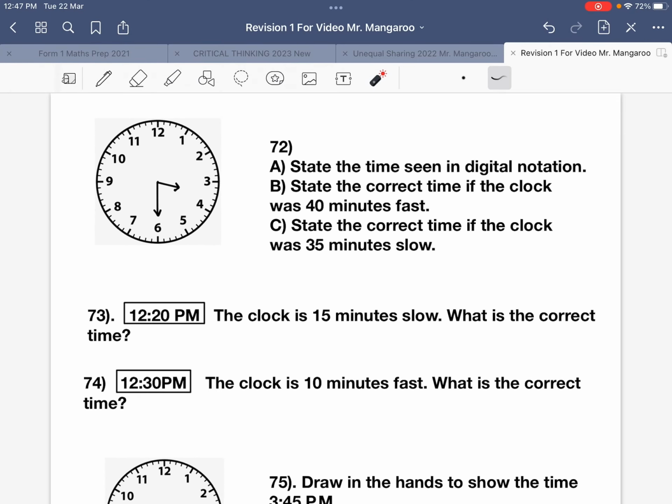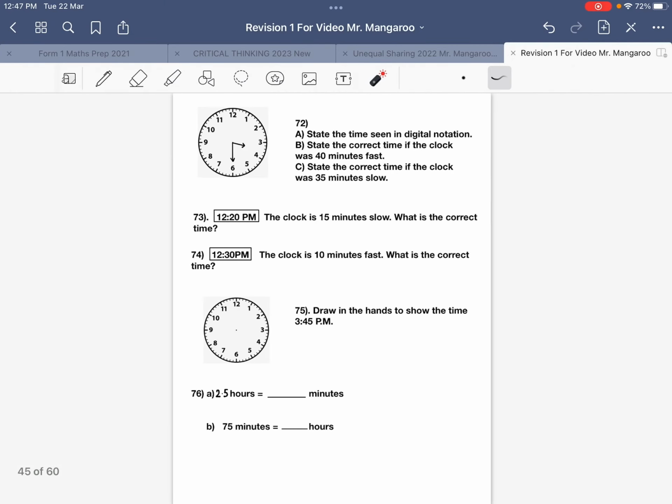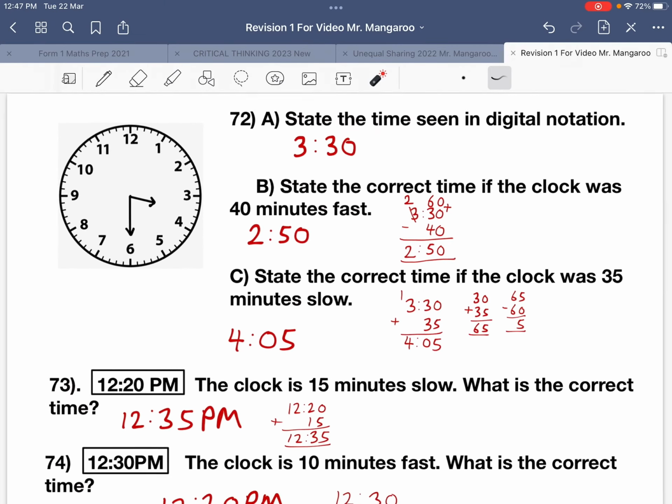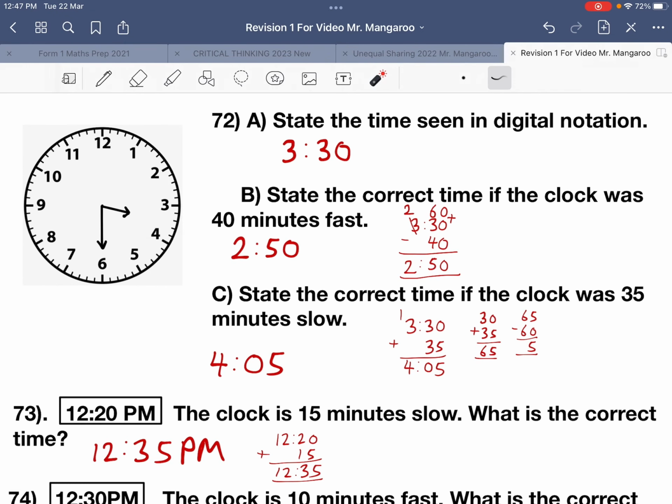State the time seen in digital notation. So that's easy. That will be 3:30. They didn't tell us if it was AM or PM. B. State the correct time if the clock was 40 minutes fast. So it means that the clock is 40 minutes ahead of the correct time. So we have to go back 40 minutes. So that will give us 10 minutes before 3 or 2:50.